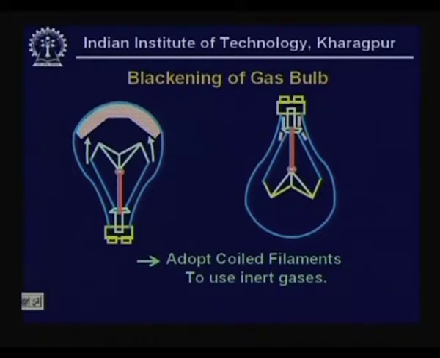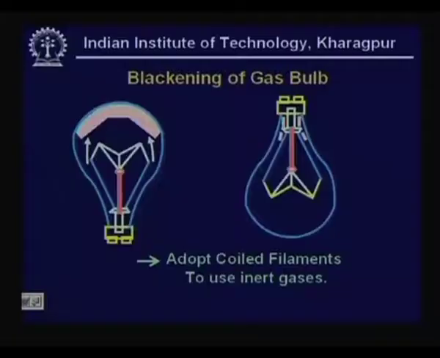On the right hand side you find arrows showing the convection currents established in the presence of an inert gas which has a low ionization potential, which gets ionized and combines, gets cooled and redeposits the tungsten particles evaporated from the filament. This is the advantage. So, what do we do? To avoid blackening, we take two steps. One, we try to confine the filament to a concentrated zone by providing it in the form of a coil.